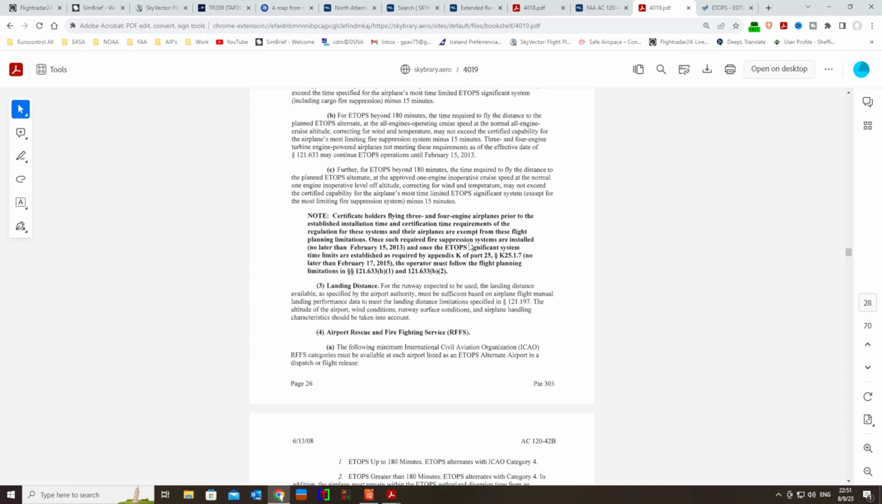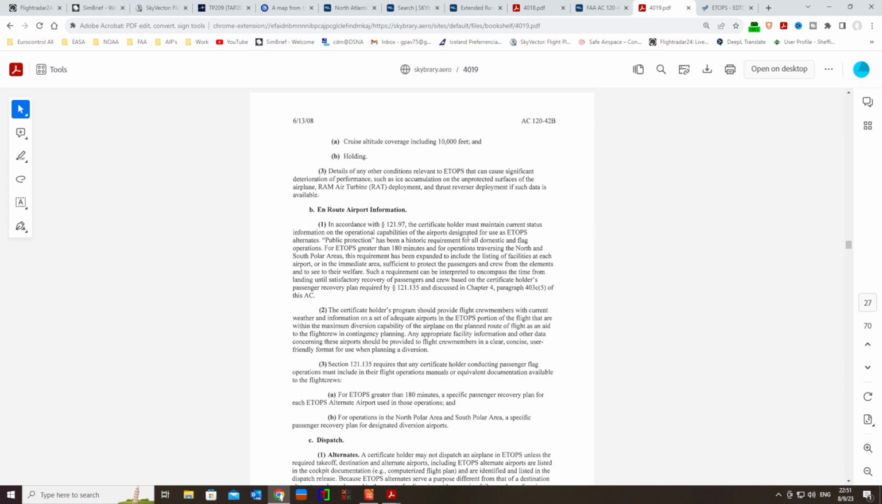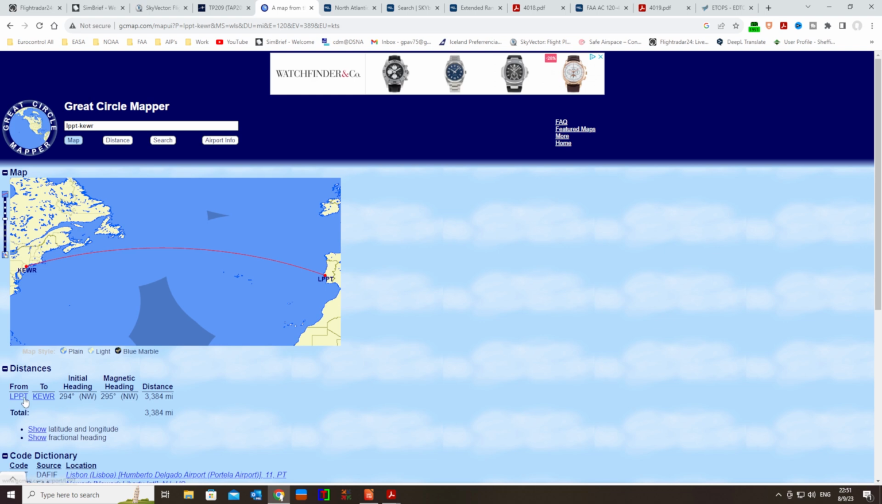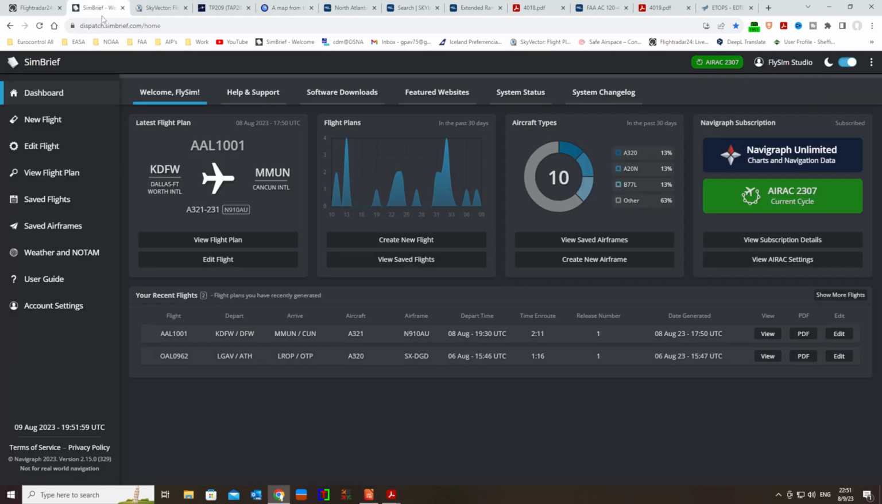Coming back to our specific example for today, we are going to fly from Lisbon to Newark using ETOPS 180, and we're going to jump into our SimBrief and see how we can do that. I didn't check the weather already, however, we're going to check it together and see how the weather is.